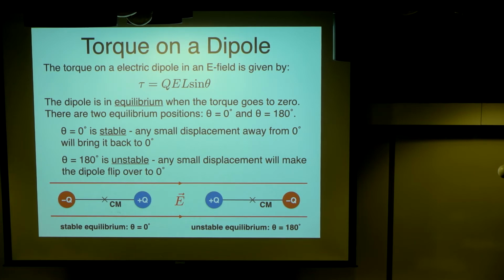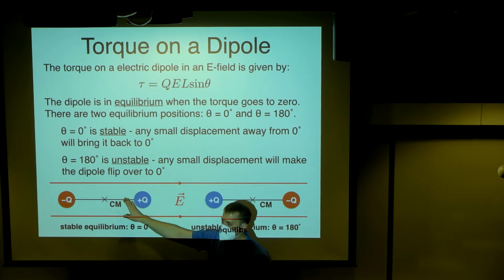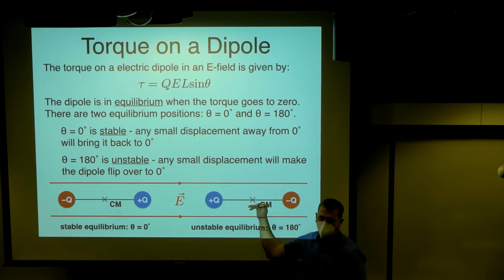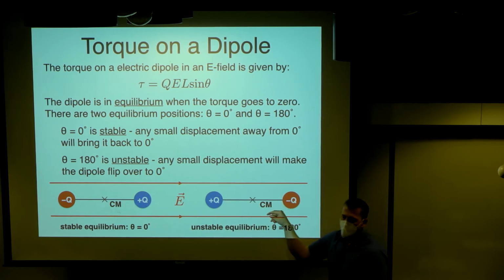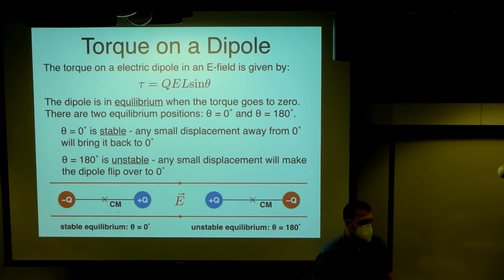But I'm claiming here that one of these equilibriums is stable and the other one is unstable. What do I mean by stable? If it's stable, that means if I knock it away from this position just slightly, it's going to go right back to that position. Unstable means if I knock it away from this position, it's going to go very far away from that position. Okay, and let me just sketch out a picture which will hopefully convince you why one of these is stable and the other one is unstable. Okay?